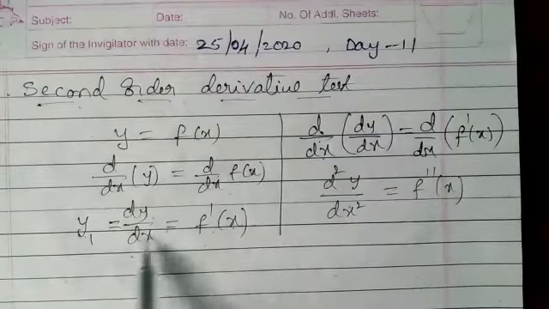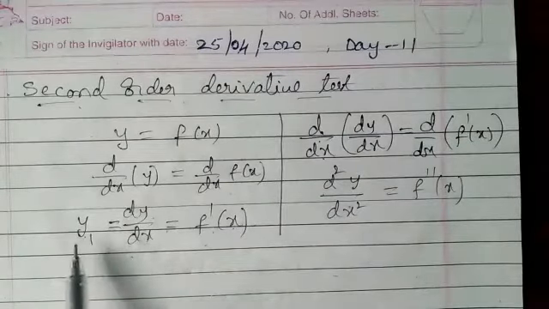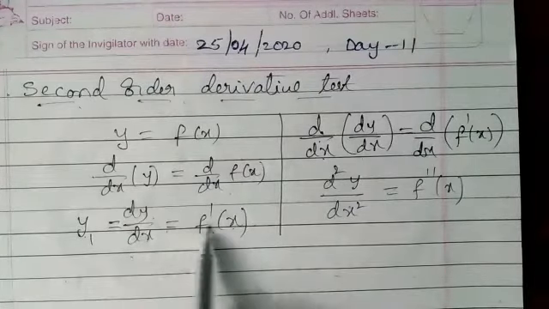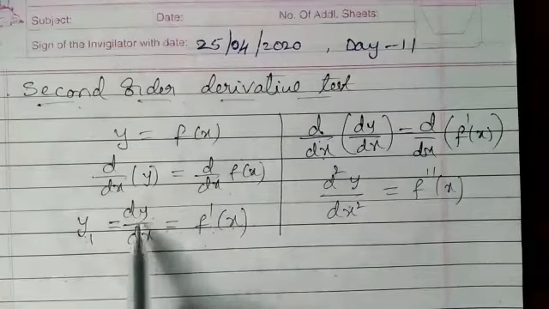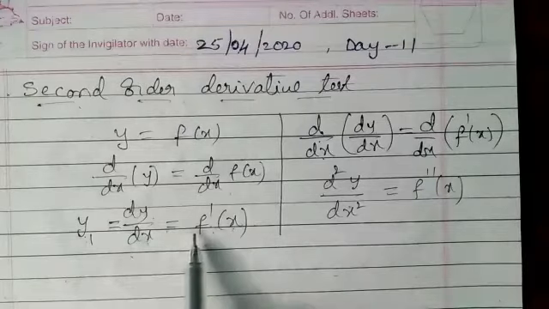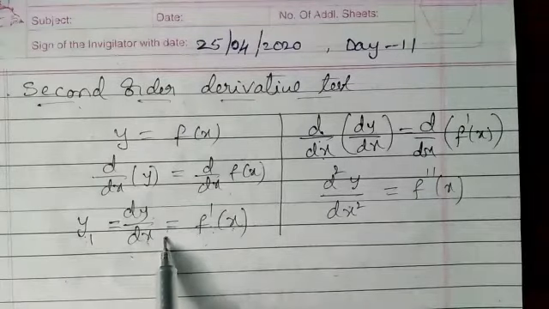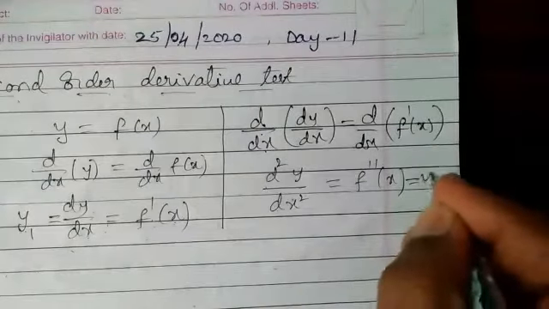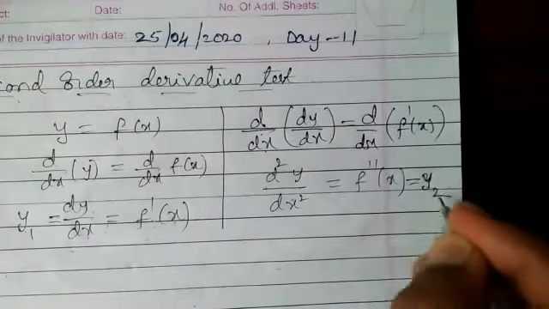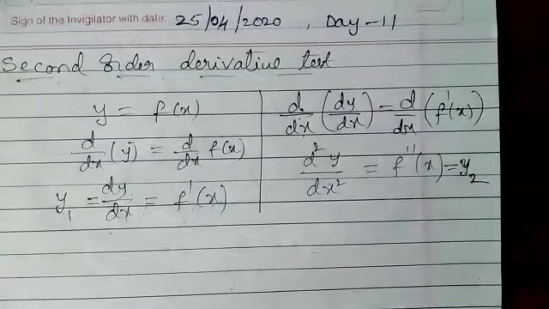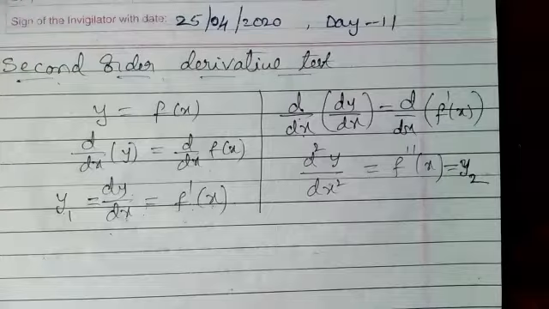By observing these notations, you can say this is the first derivative. Whether it appears as y1, dy by dx or f dash of x in the problem, you should consider it the first derivative. And d square y by dx square is equal to f double dash of x, otherwise we can write y2 also. In any manner, you can denote the first derivative and the second derivative.